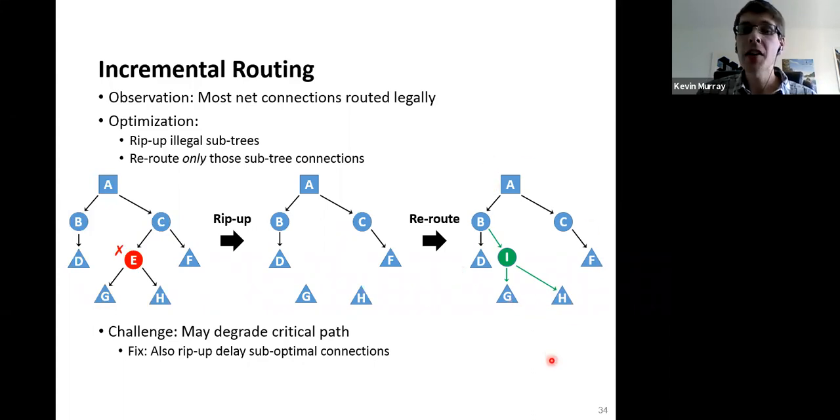Now, one potential challenge of this approach is that it could degrade the critical path delay. So we also have some code that will rip up delay suboptimal connections, which recovers most of that issue.